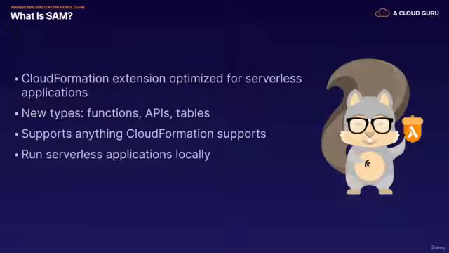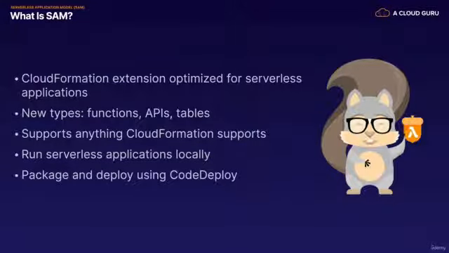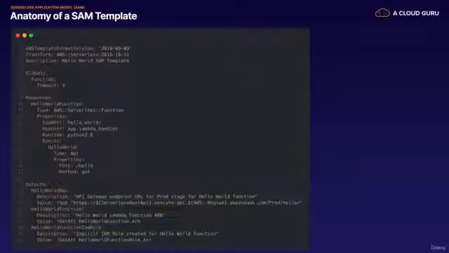You can also run your serverless applications locally using Docker. This not only makes it ideal for unit testing, but you can also save on your bill because you're not consuming any resources inside AWS when you're testing. You can also use SAM to package and deploy your applications using CodeDeploy. So let's take a look at what a SAM template looks like.